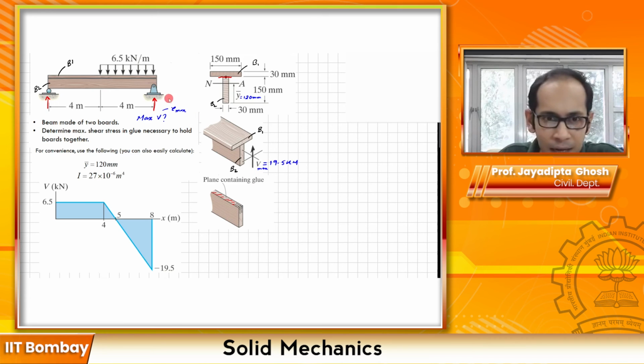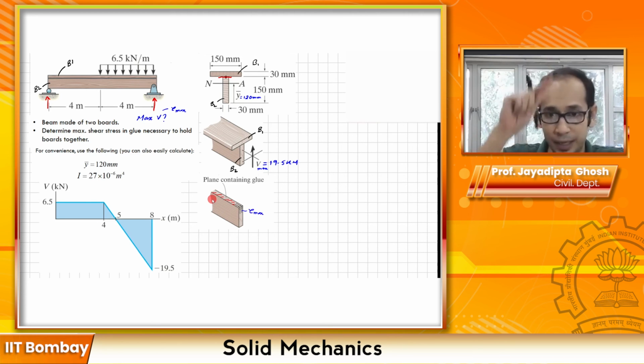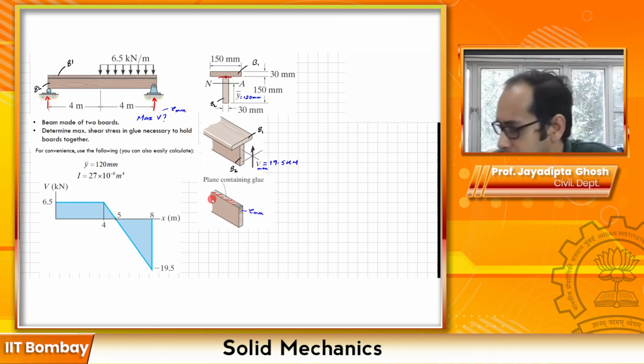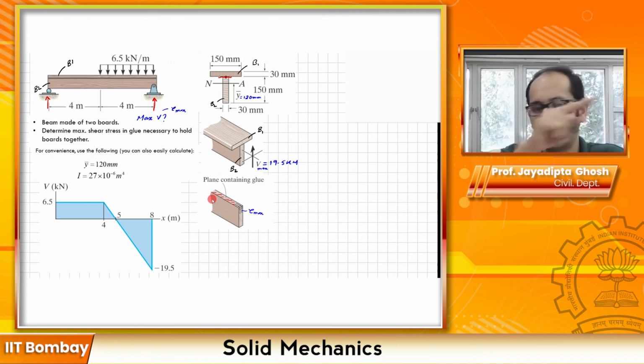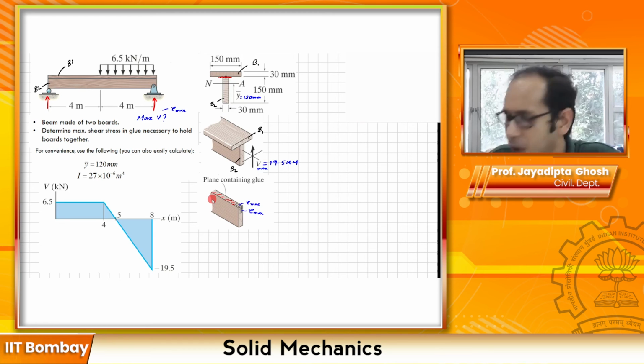So at this edge over here, if this is your beam, this tau, because of this V, is going to be tau max at the glue. So I'm writing the max at the glue, not the entire section. This is where it happens, at the glue, right? Because the glue runs along the length of the beam, and this is also tau max, right? So how do we calculate that?